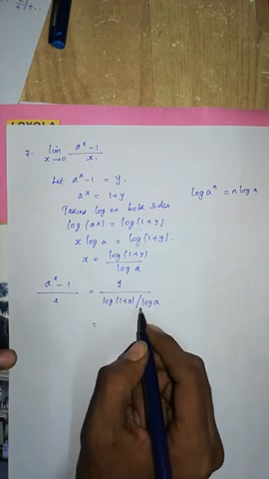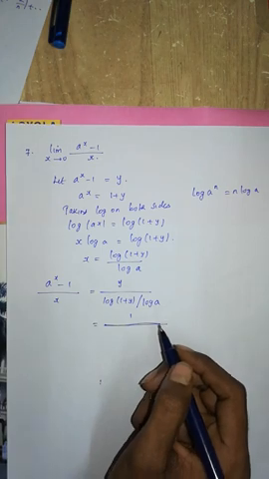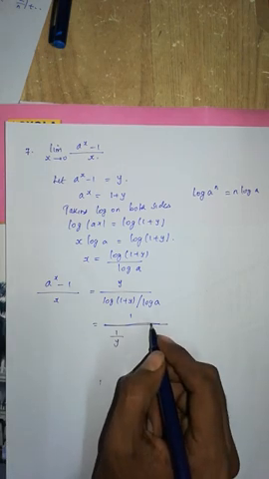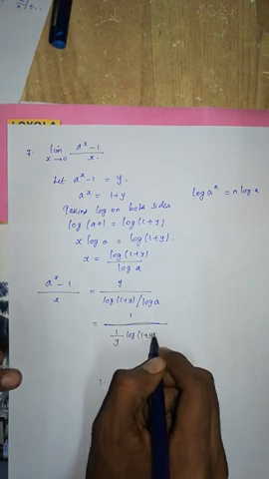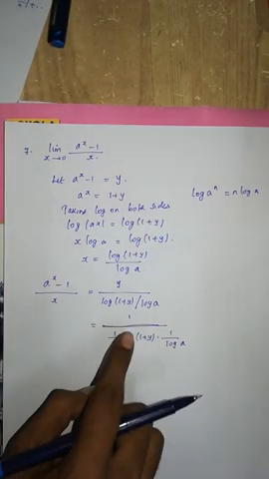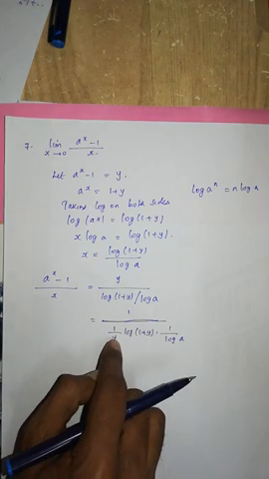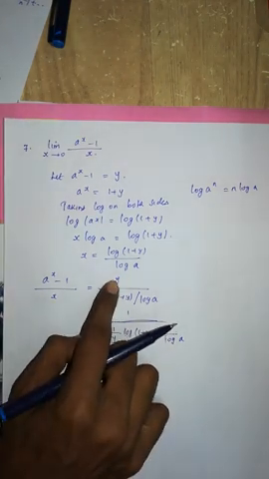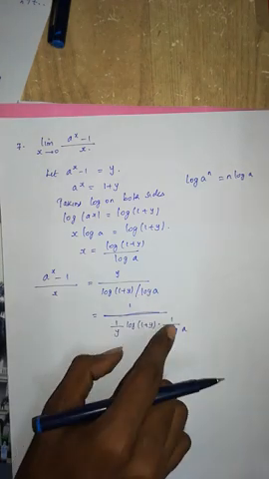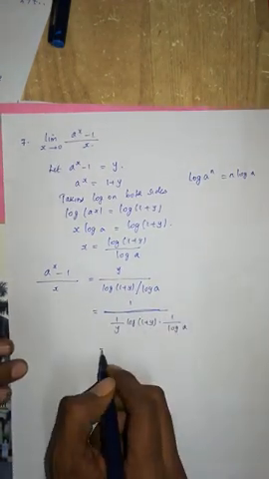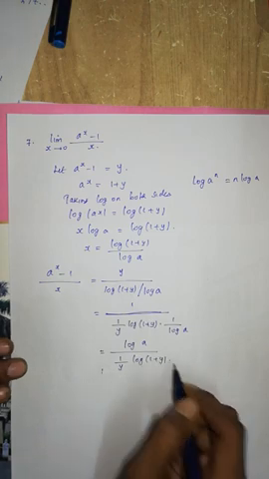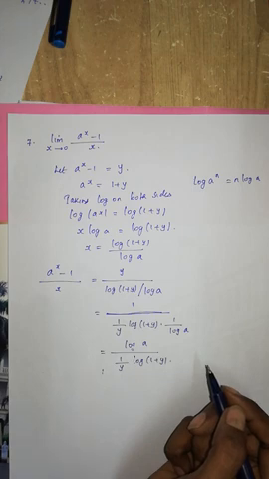Now I can write this as 1 by y log 1 plus y, times 1 by log a. I have written this y as 1 by y in the denominator. So 1 by y, if I take it to the numerator, it will become y. So I have written this y to be 1 by y in the denominator, and 1 by log a stays as it is. Now I am taking log a to the numerator. So I have log a by 1 by y log 1 plus y.